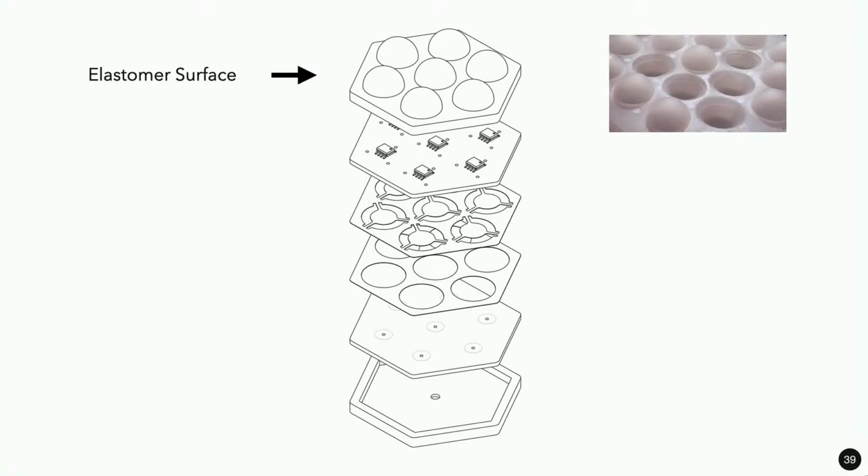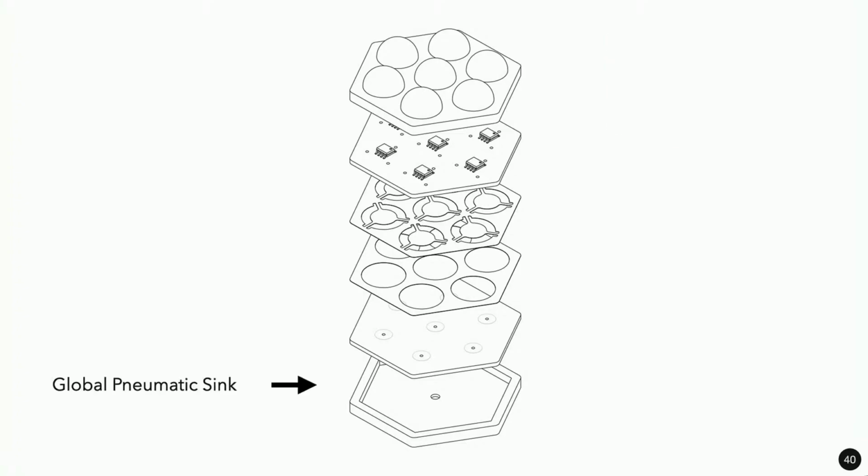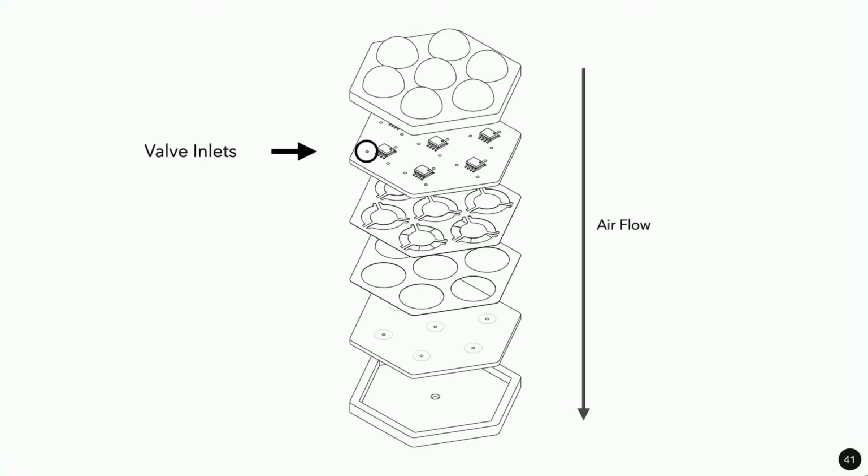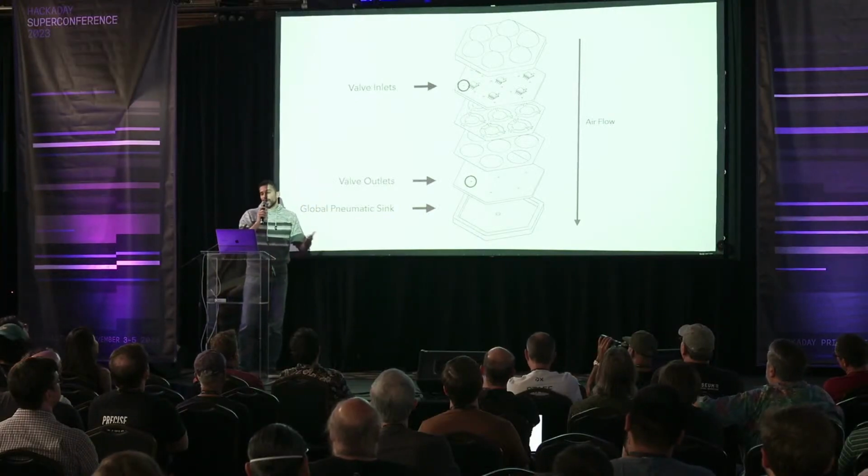So again, we suck air out of these bubbles into this global pneumatic sink we have at the bottom of our structure. Air travels from the bubbles down through the valve inlets, through the valve outlets, and then into that global pneumatic sink. That's where we've attached our vacuum. And that deflates a bubble, or collapses a bubble.